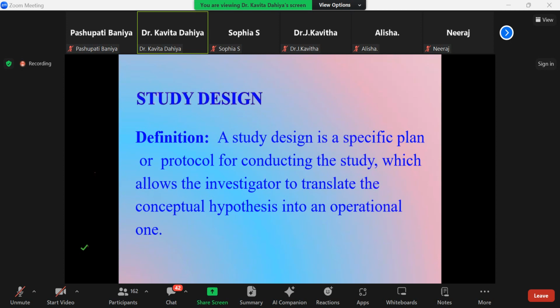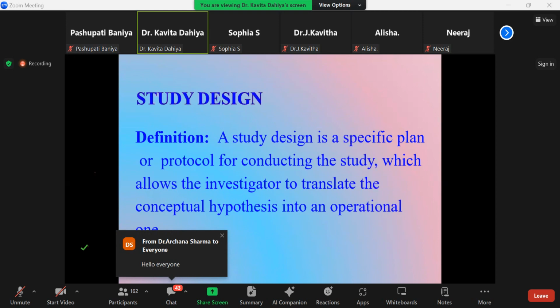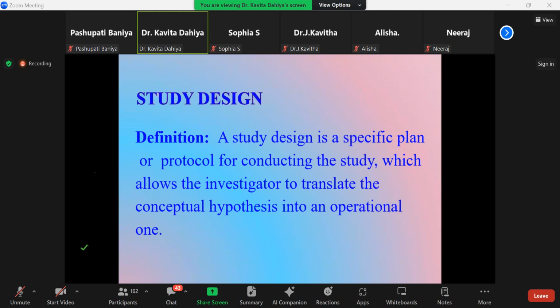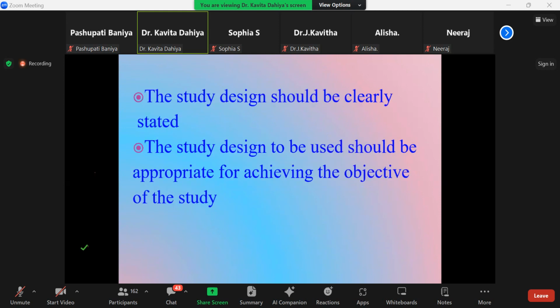So, the study design is a specific plan or protocol for conducting the study, which allows you to translate the conceptual hypothesis into operational work. Conceptual means you have the concepts of the hypothesis, a theoretical hypothesis, but you are transferring the conceptual hypothesis into an operational one, and that happens only with the help of the research design. The study design should be clearly stated, and it needs to be appropriate for achieving the research objectives.